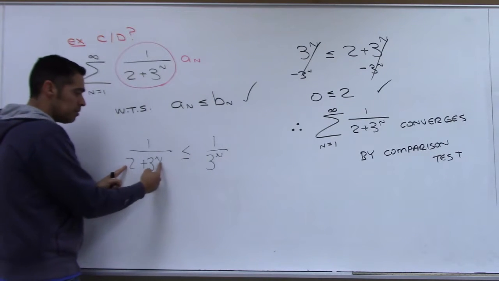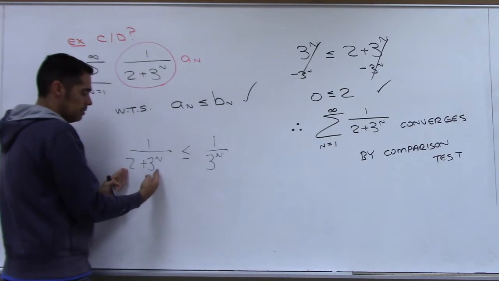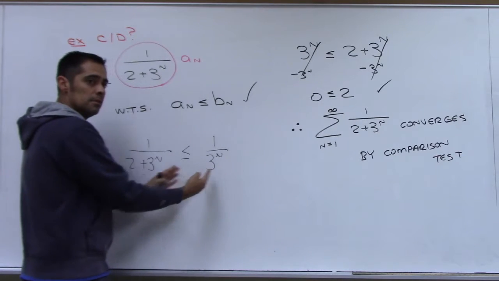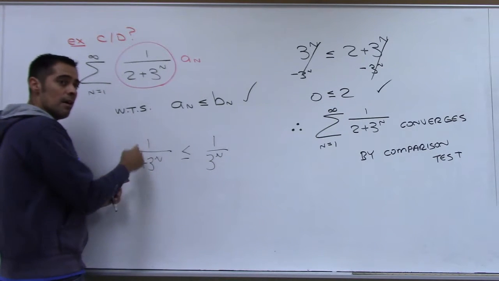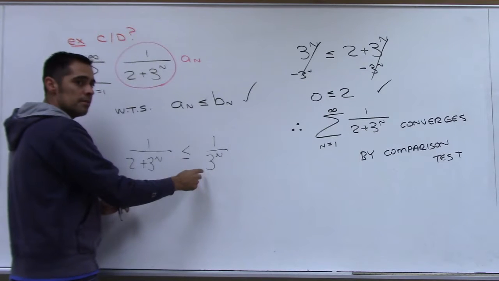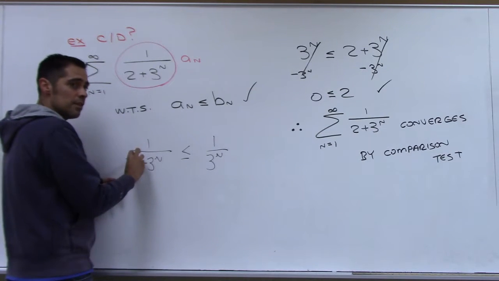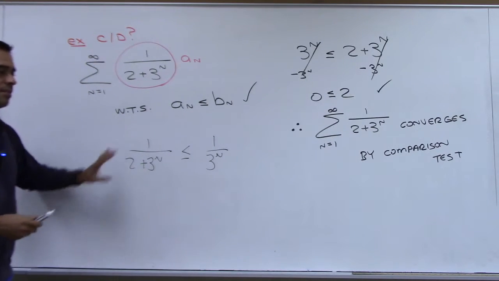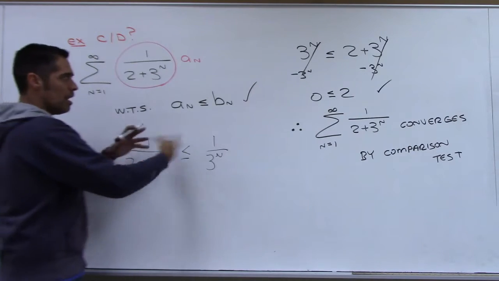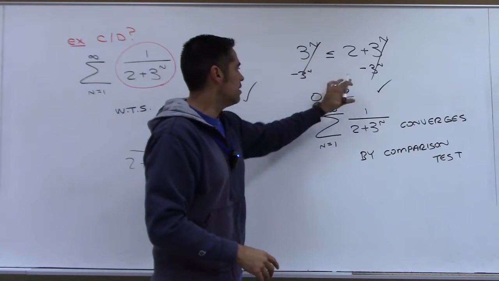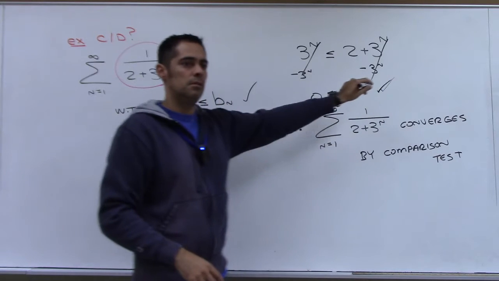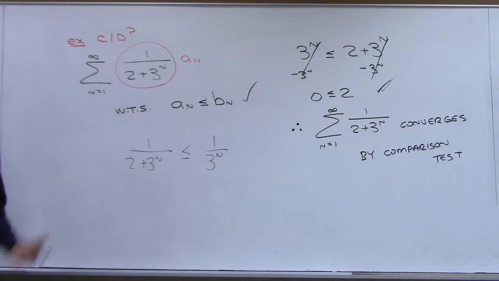But just think about it right here. What's bigger, 2 plus 3 to the n or 3 to the n? Which one of those is bigger? This bottom or this bottom? This one. Okay, so 1 divided by that should be smaller than 1 divided by this. If the denominator gets bigger, this fraction gets smaller. It's not always easy to see that, though. So what we do is what I just did, and we get to something that goes, ah, yes, now that's true. All right? Is this all okay?